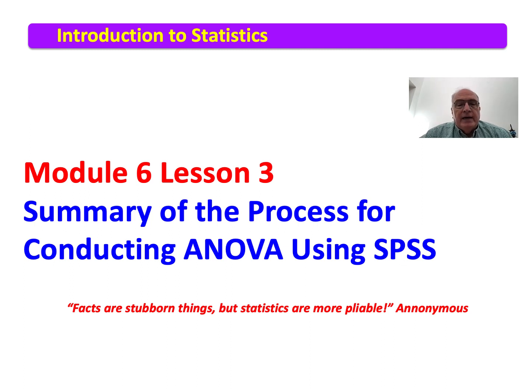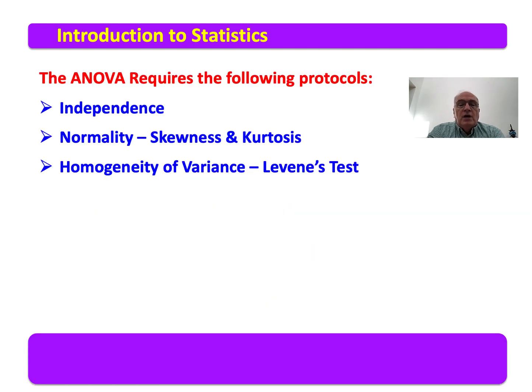Well, welcome back. As we prepare to close Module 6, I thought it might be wise to also have a Lesson 3 to give you a summary of the process for conducting ANOVA using SPSS in case you still had any questions. The ANOVA requires the following protocols. It requires independence, normality, and homogeneity of variance.